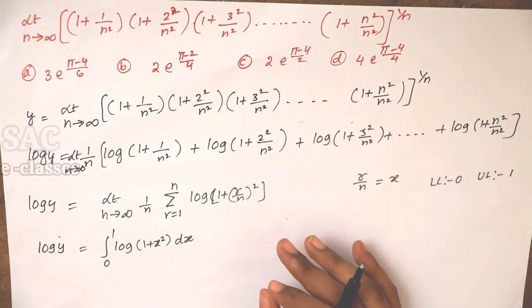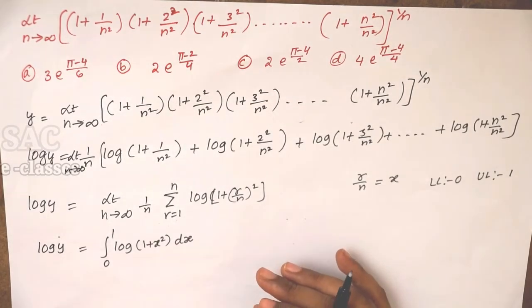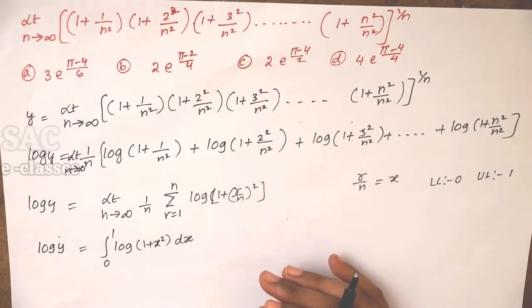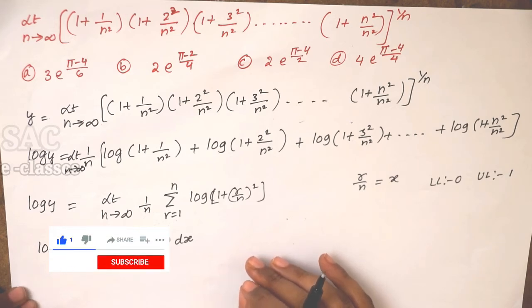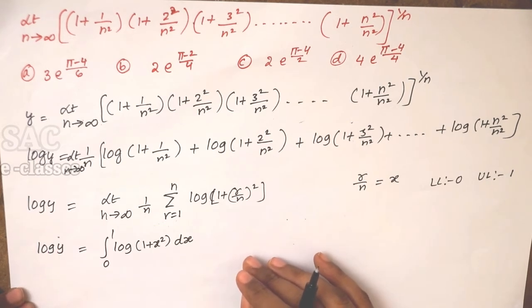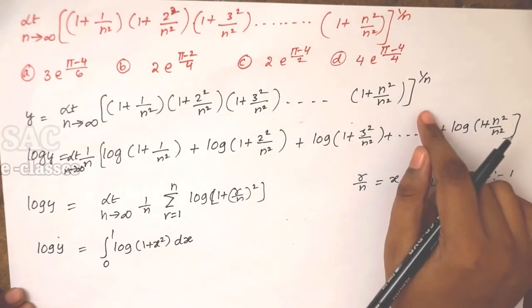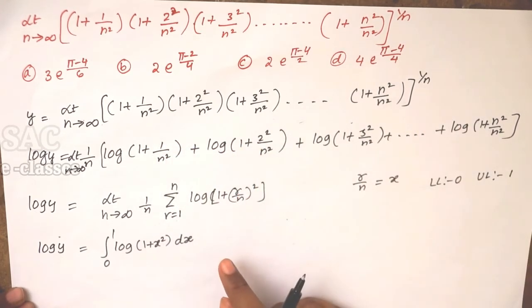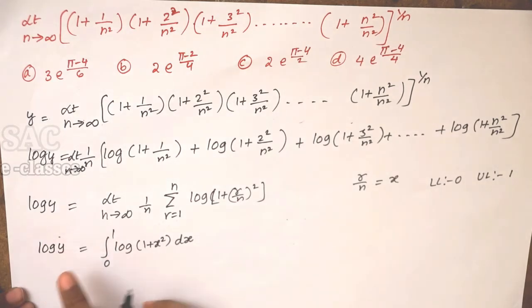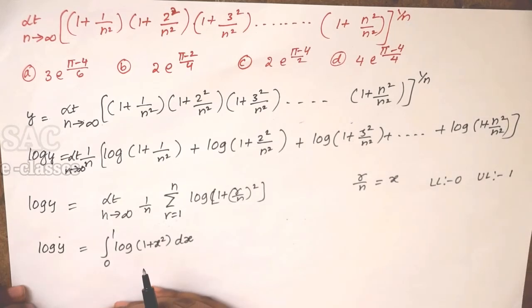Now look at the given problem. Limit n tends to infinity of 1 plus 1 by n square into 1 plus 2 square by n square into 1 plus 3 square by n square and so on, 1 plus n square by n square, the whole to the power 1 by n. We know that if it is a sum we can do it, but here it is multiplied. We know the procedure: whenever the power is 1 by n and multiplication is given, by applying the log we can do it. I have applied the log and I have done the similar procedure like the previous two problems.